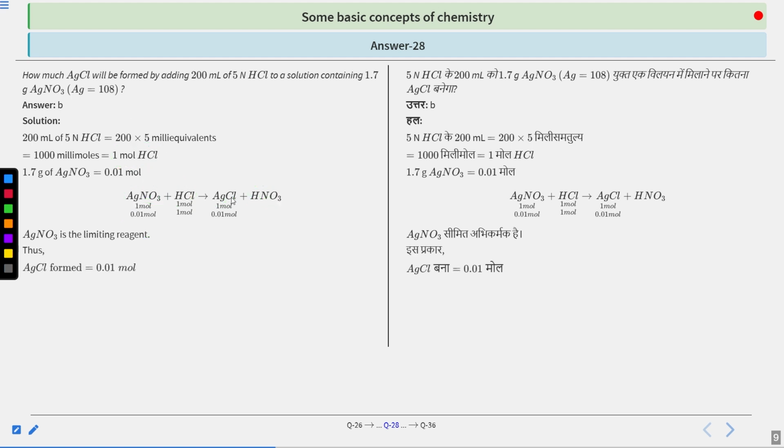Therefore, what will be the amount of AgCl that will be formed? This is the limiting reagent. So if 1 mole of this gives 1 mole of this, therefore 0.01 mole of this will give you 0.01 mole of AgCl. Next, we have found the mass. We simply multiplied with the molar mass, 0.01 multiplied by 143.5, that will give you 1.435.